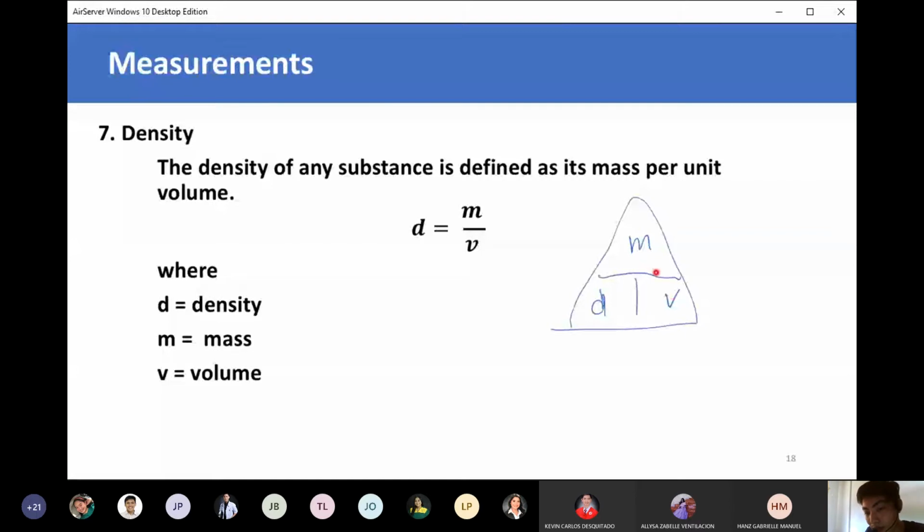Nasa taas si mass, nasa baba si volume. Okay? If I want to get the mass, all I have to do is to multiply the density and the volume. If I want to get the volume, all I have to do is to divide the mass by the density. Okay? So with this triangle, you can do operations very easily, no?